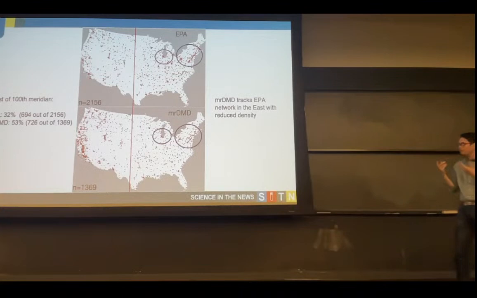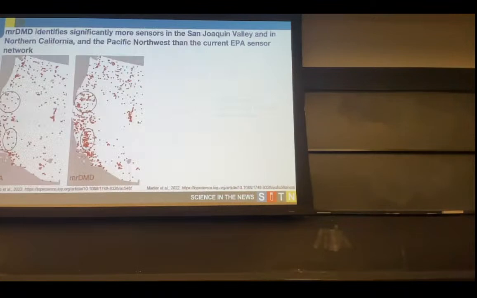That's because it's based on this library of data that I showed you, and there's a point at which we run out of data in that library. That's why in that one schematic I showed with the colored blocks, there's a lot of white space. So at some point we run out of data, and that's when we have 1,369 sensors. But let's zoom in on the West. So the EPA sensor network might be under-monitoring areas, especially in California. If we look in the San Joaquin Valley, the lower Central Valley, the EPA has around 15 sensors there.